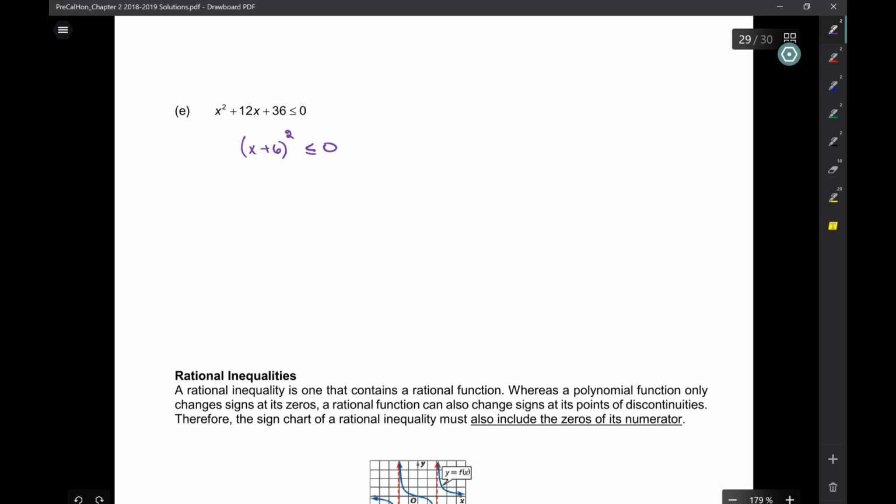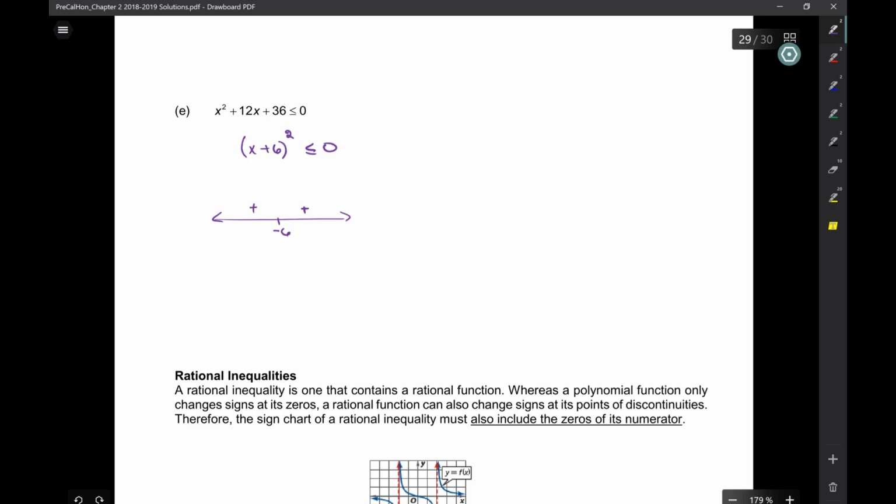Okay, so all we get here is negative 6. Okay? All right. When x is 0, is this function positive or negative? Is it ever negative? No. Right, so it's positive here, and then it's got even multiplicity, so it's got to be positive there.